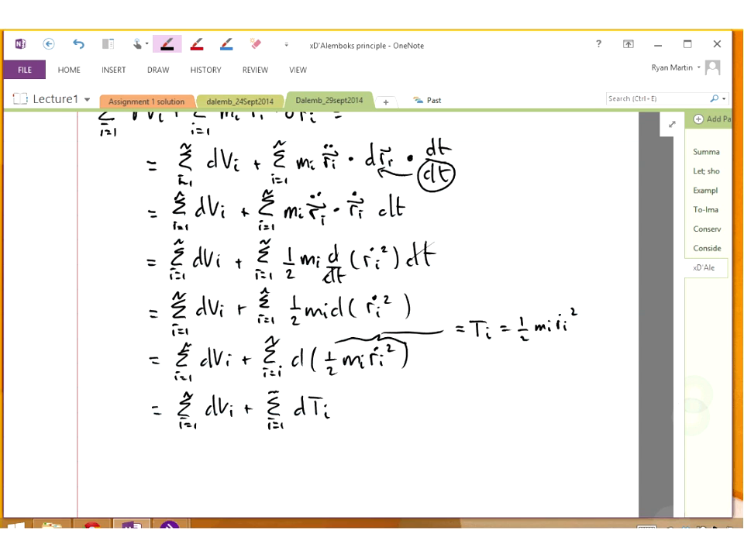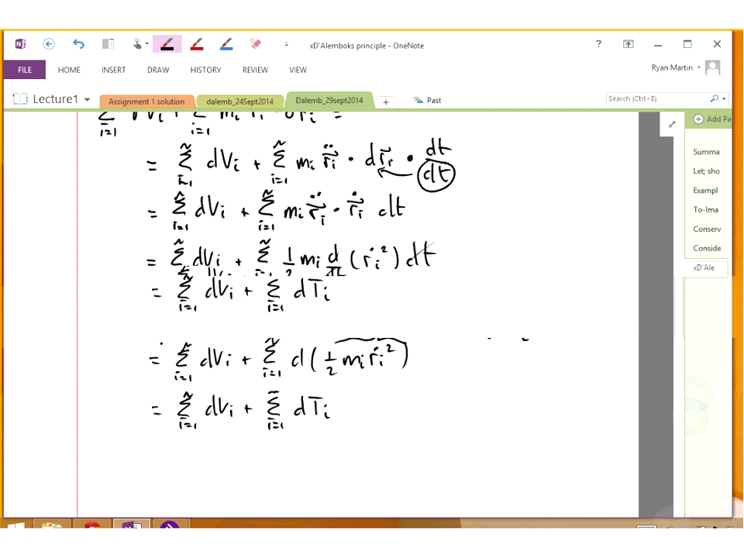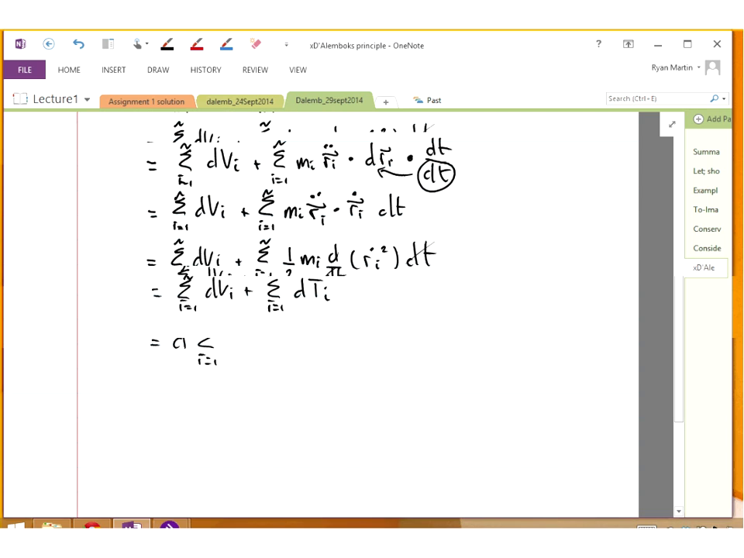And now I can bring out the d and interchange it with the sum, right? The differential and the sum commute. And so I can write that as d of the sum from i equals 1 to n of Vi, plus d of the sum from i equals 1 to n of Ti.